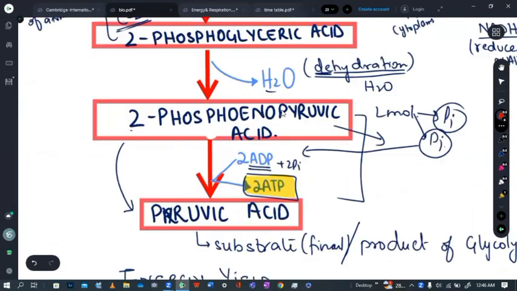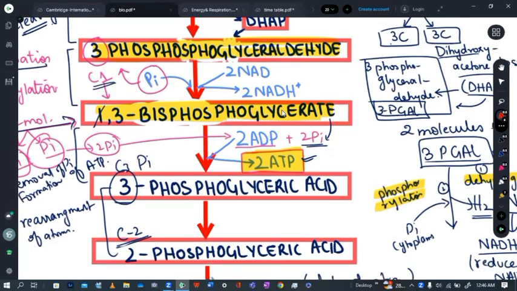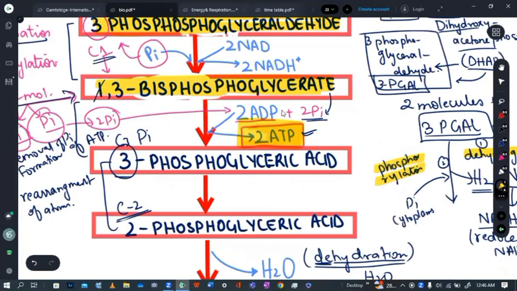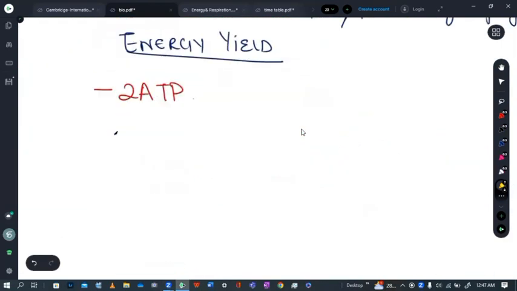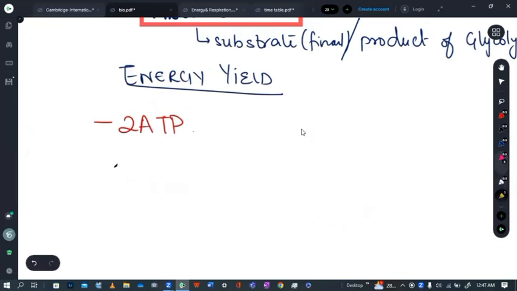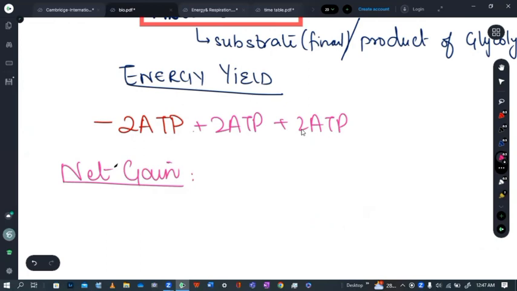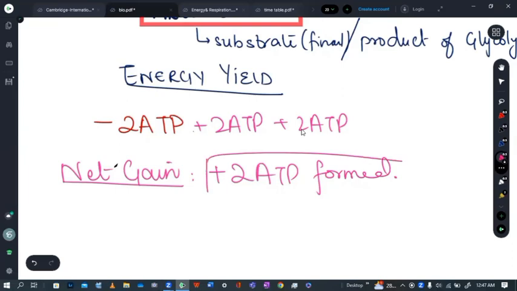Now let's see how many ATP molecules we formed. Here 2 molecules of ATP were formed, and then 2 more ATP molecules were formed in the last step of the process. So we had 2 ATP molecules, and then 2 more ATP molecules formed in the last step. Calculating it as net gain, it was plus 2 ATP molecules formed. So at the end of the process, we have 2 molecules of new ATP formed.